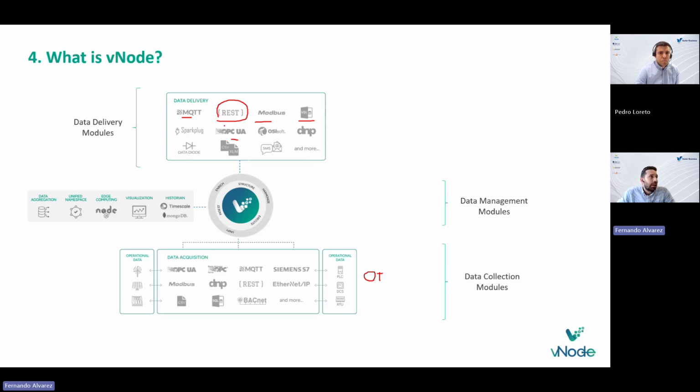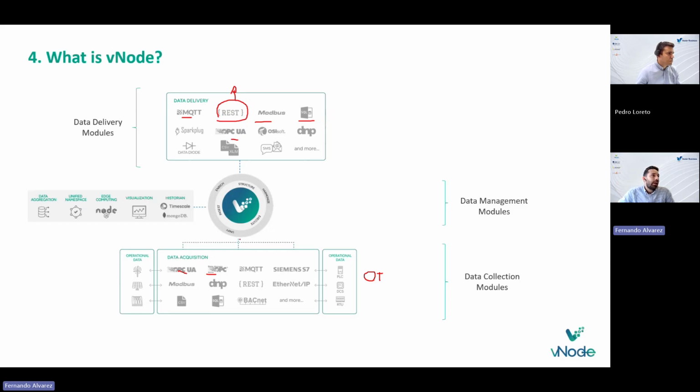So vNode is an IoT gateway that has many different modules or functionalities. Depending on your architecture, if you have Siemens, Allen Bradley, ABB, Honeywell, Rockwell, devices from all different vendors, you select the modules that you need for data acquisition. And then if you want to communicate with an ERP, you select the data delivery module of REST API. This is the example. There are other protocols to connect with ERPs, but normally we use this one.